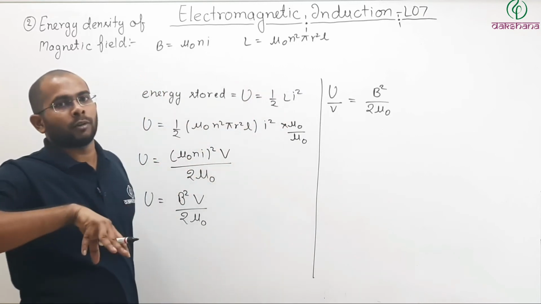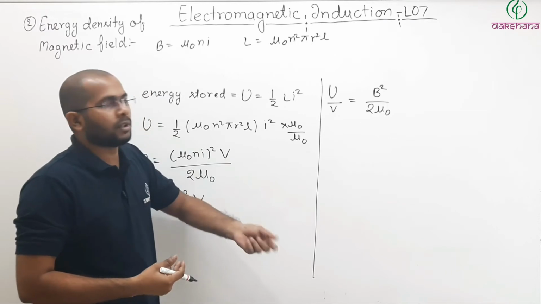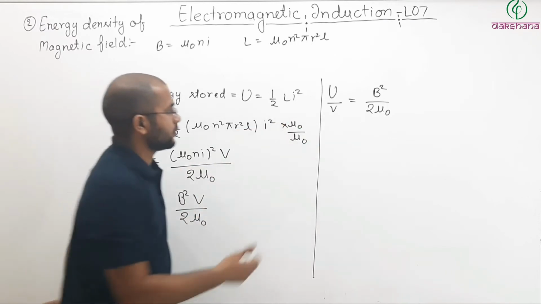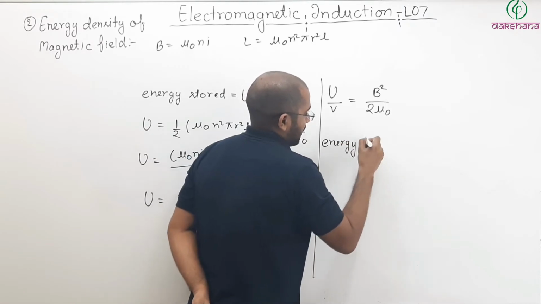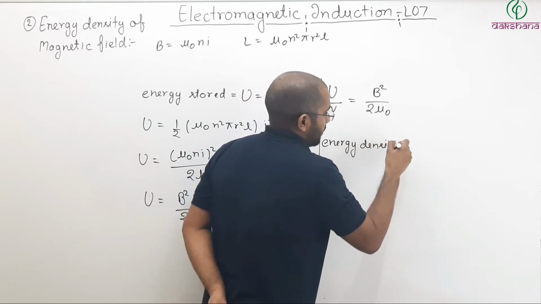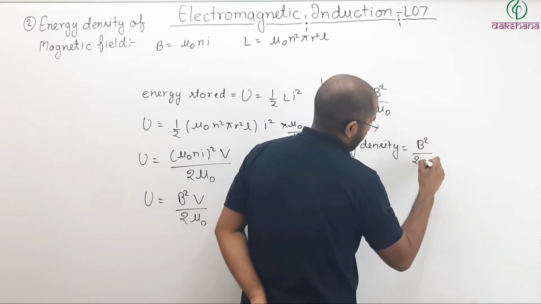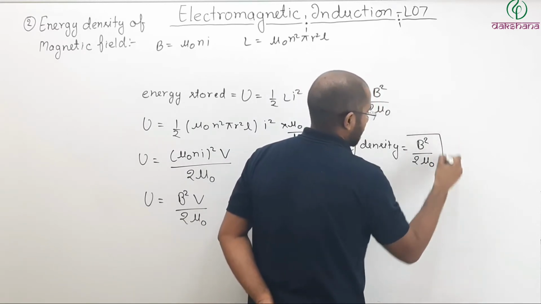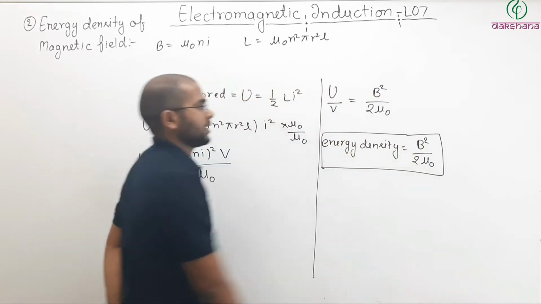Energy divided by volume. In the volume of the solenoid, how much energy is stored divided by volume? That is U by V. So energy density equals B square divided by twice mu naught. That is your energy density in a magnetic field.